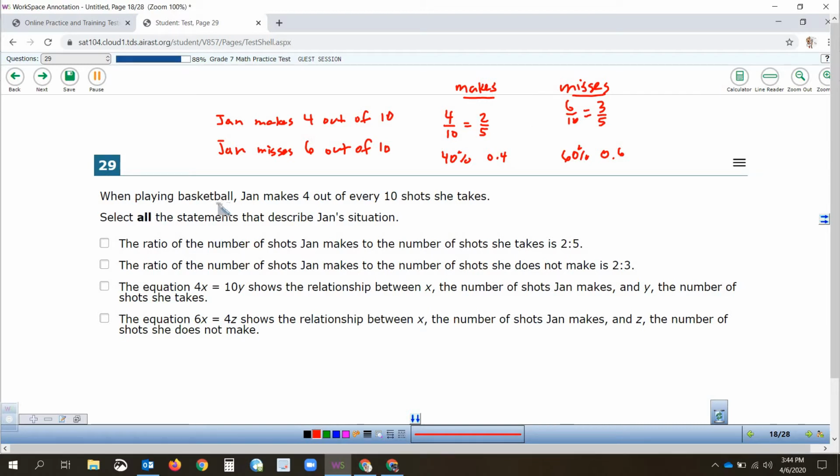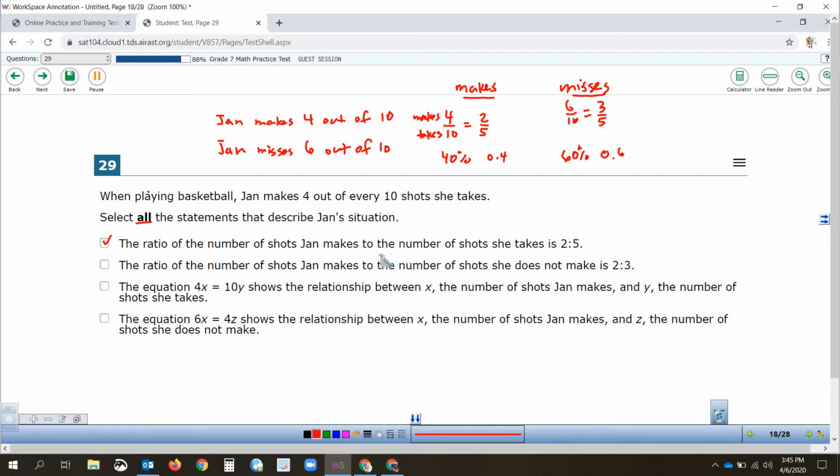All right, so here we go. Question number 1. It says select all that describe Jan's situation. Again, when you see these squares, they shouldn't have to tell you to select all. That lets you know that there is probably more than one correct answer. I haven't come across a single one of these yet where there was not more than one correct answer when they said select all. All right, here we go. The ratio of the number of shots Jan makes to the number she takes is 2 out of 5. So makes to takes, right? Makes is 4, takes is 10, but we already said that that simplifies to 2 out of 5, so yes, sirree, Bob, that one is correct.